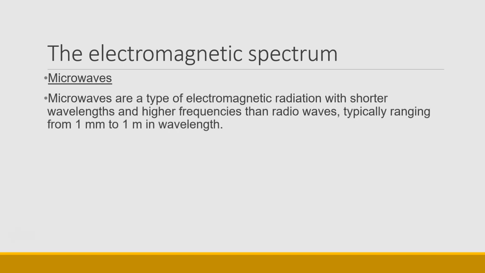Let's now talk about microwaves. Microwaves are a type of electromagnetic radiation. They have slightly shorter wavelengths and higher frequencies than radio waves.